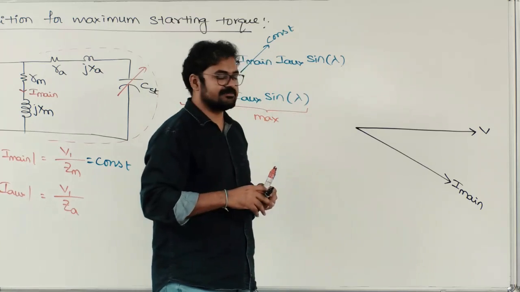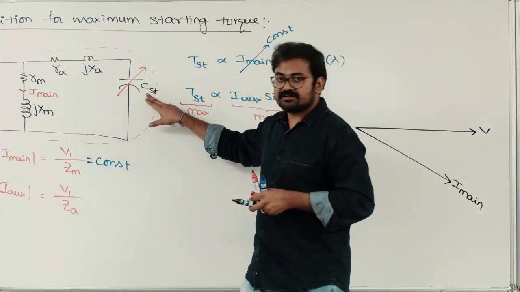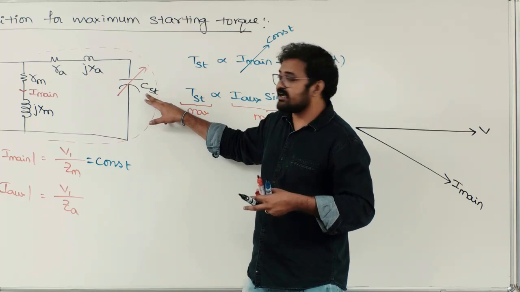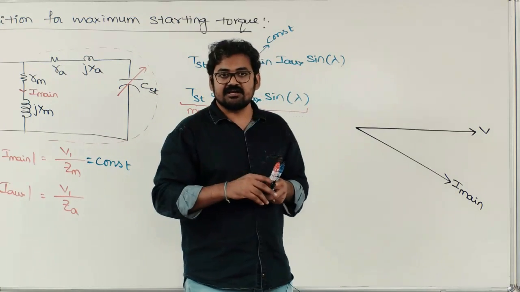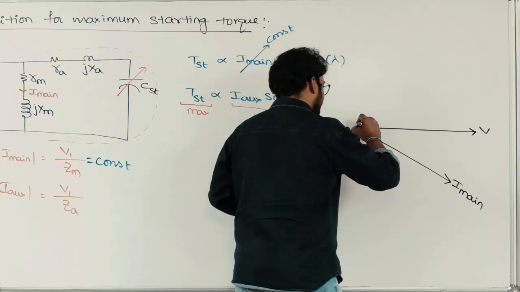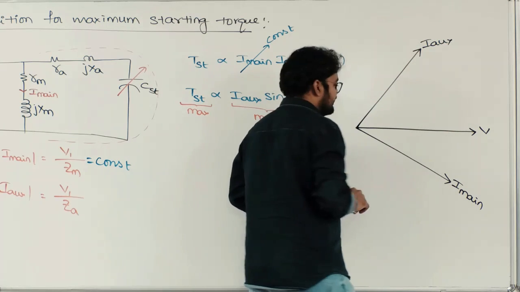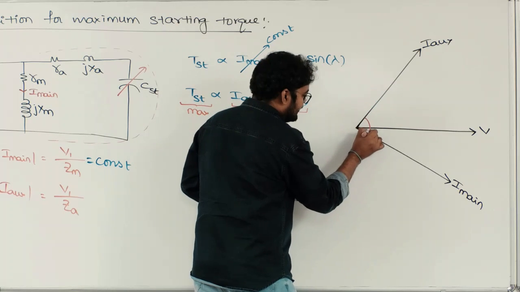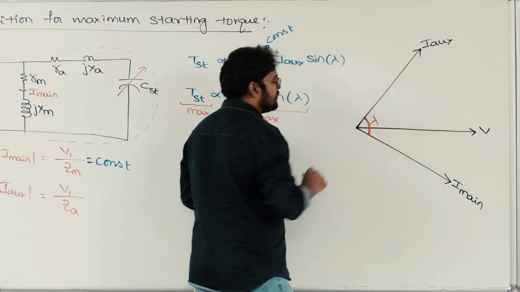Main winding phase angle. Next, coming to auxiliary circuit, capacitor is there. And we also know that always capacitive reactance is more than inductive reactance. Therefore, auxiliary current will be leading the voltage. Auxiliary current is leading the voltage. Then what is the angle between this main current and auxiliary current? We will call it, this is nothing but lambda.